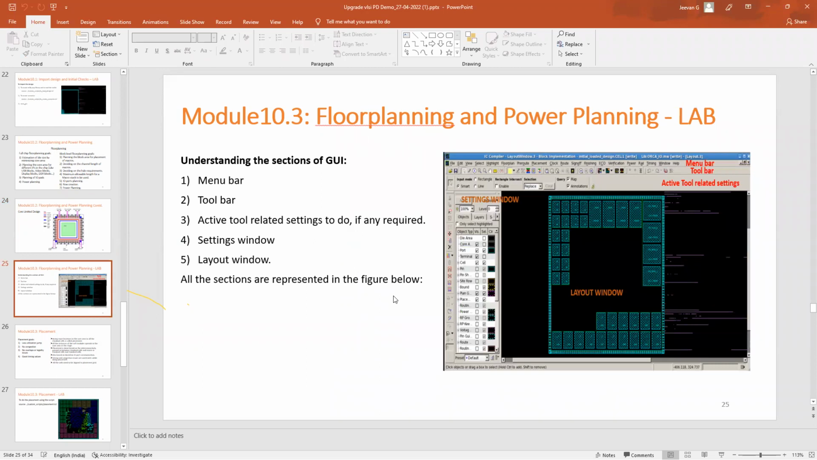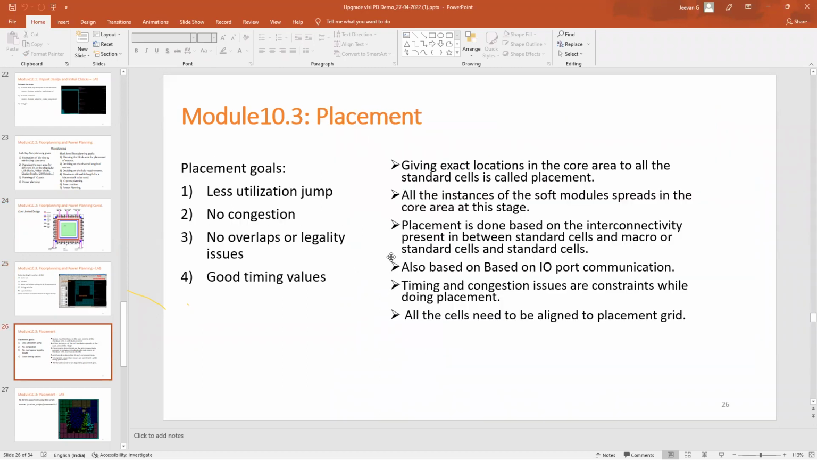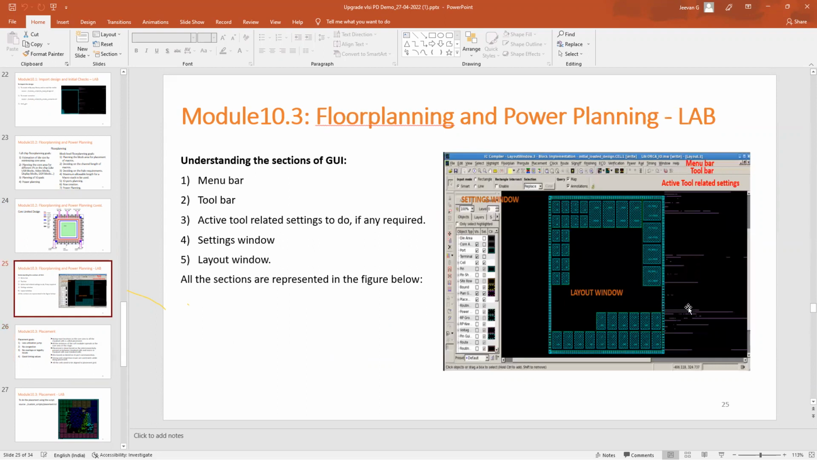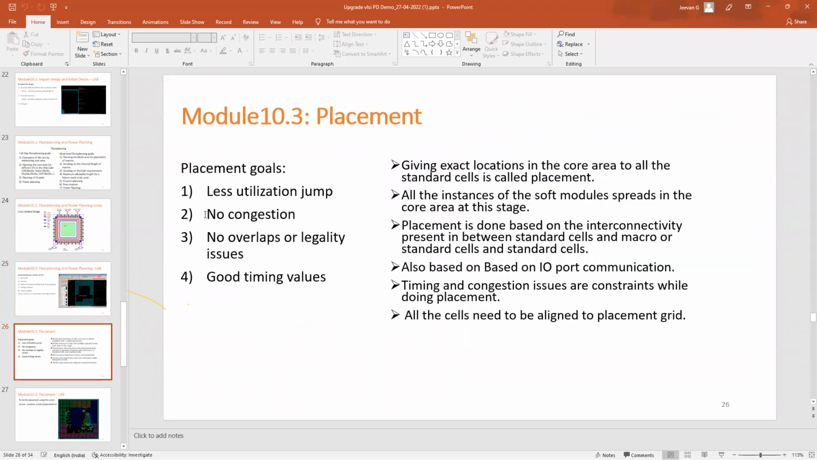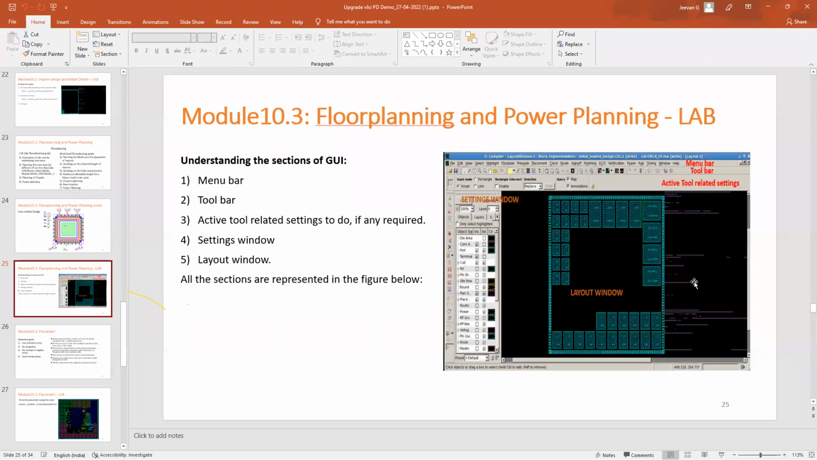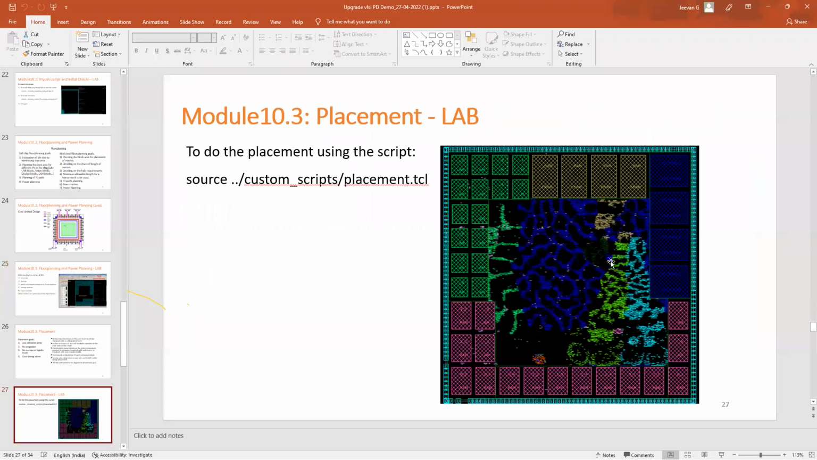After that, the third submodule in module 10 is placement. As the name suggests, if you see here, all these are standard cells, right? Placing all these standard cells in this core area is called the placement stage. In this placement stage, we are going to put all the cells sitting inside this core area. This is how your placement stage output will be looking like. This is what you need to do.